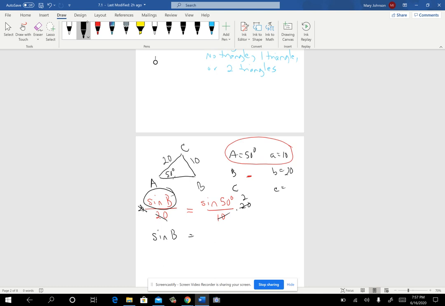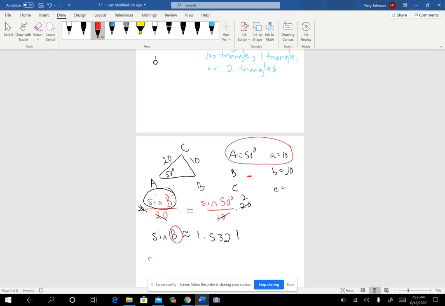Okay, or I'm going to do 20 times sine 50 divided by 10, either way. And what I get is that the sine of angle B is about... I'm going to keep a good amount of accuracy here. I don't want to drop too many places. So keep like 4 at this point. This is not the final answer. So keep a bunch of accuracy on that. Okay. All right. But now I would want to find angle B.